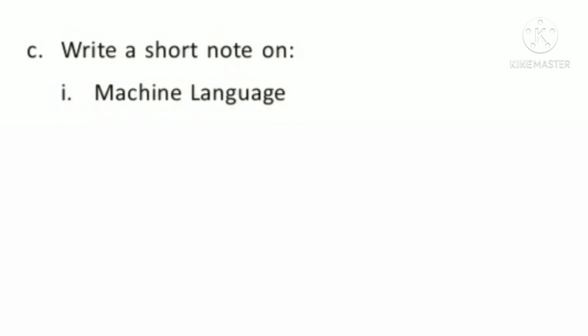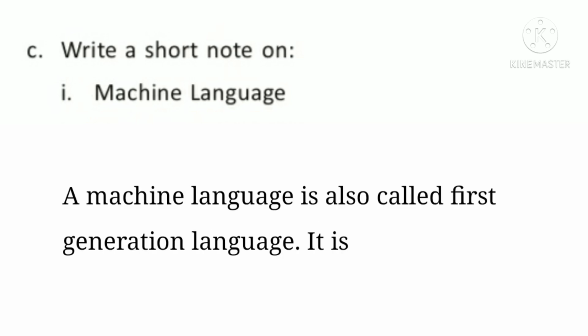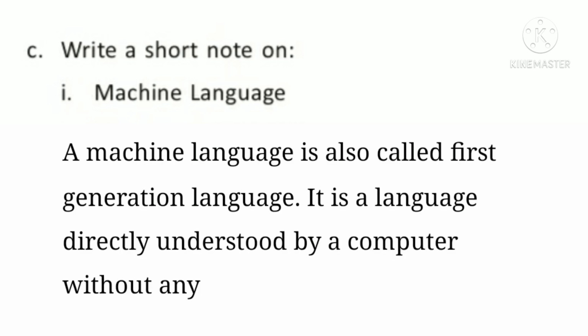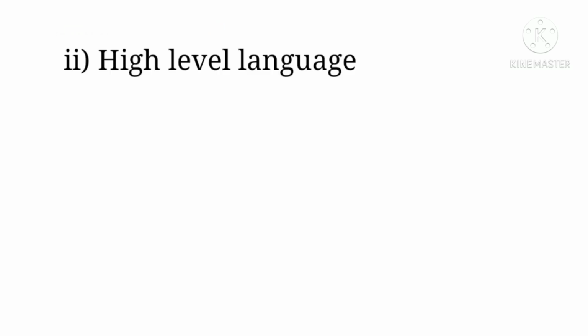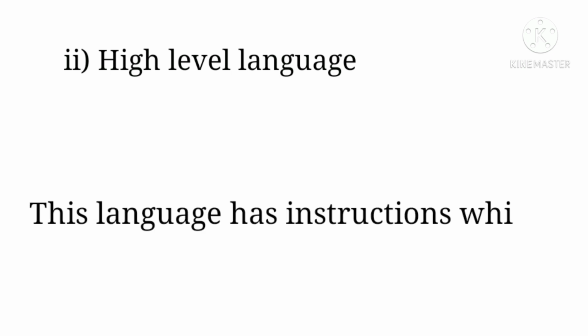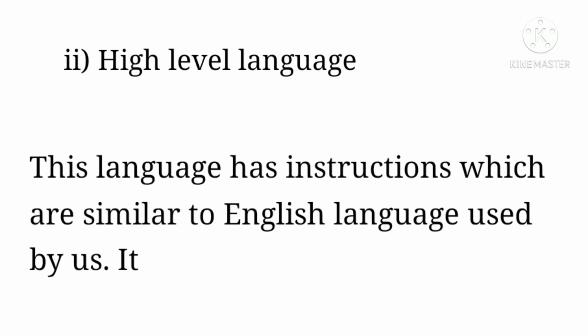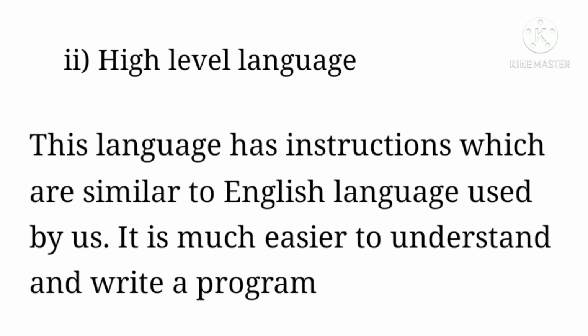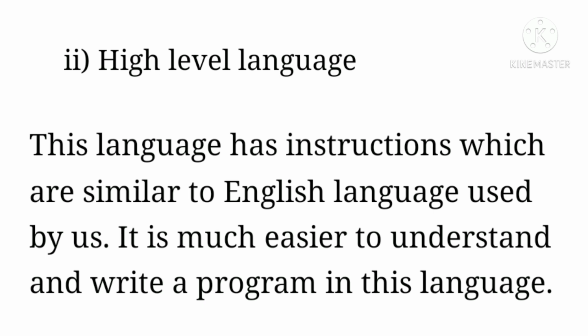Now see, write a short note on first, machine language. A machine language is also called first generation language. It is a language directly understood by a computer without any translation. 2. High level language. This language has instructions which are similar to the English language used by us. It is much easier to understand and write a program in this language.